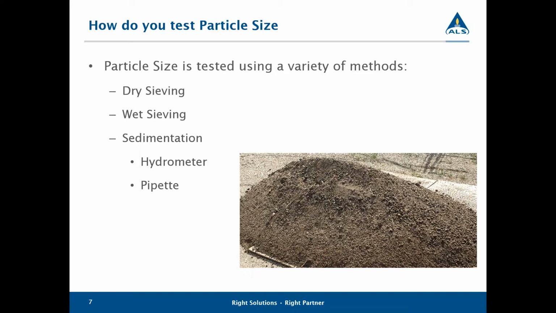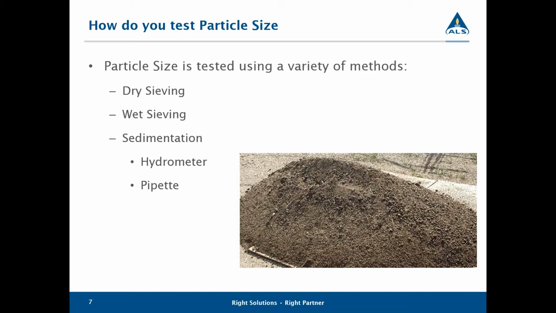Wet sieving is used for finer particles where a simple agitation or shaking of the sieves will not cause the particles to separate and fall through the holes. So we will use water or another solution to help wash the material through to the next sieve. And then for the finest particles, we use sedimentation methods, which are based off of Stokes' law.